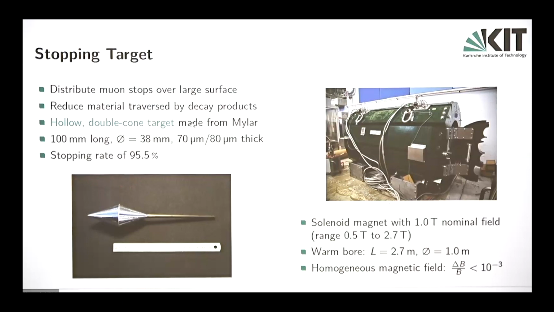This is our magnet. It's already in place. We have used it already in integration runs and so on. We operate at 1 Tesla. In principle, we can operate the magnet at 0.5 to 2.7.